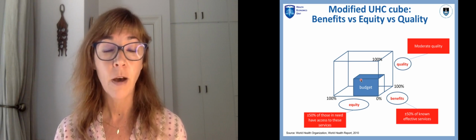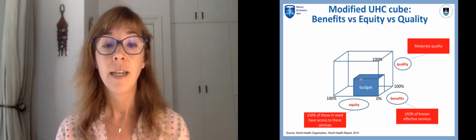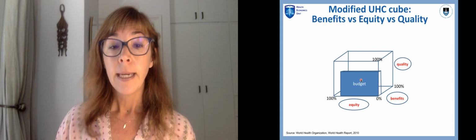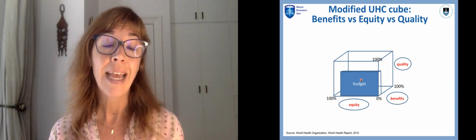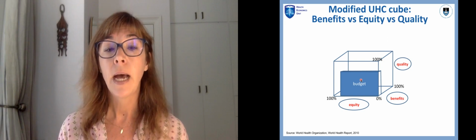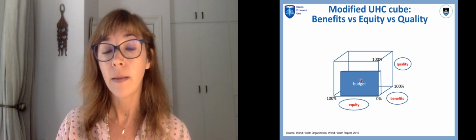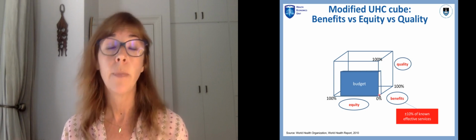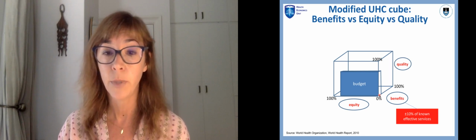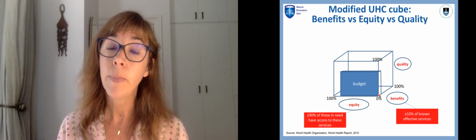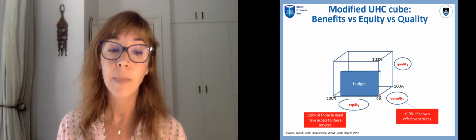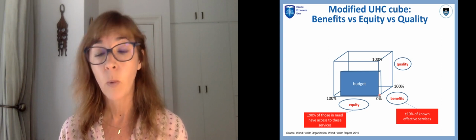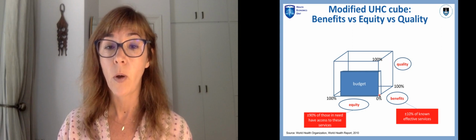But irrespective of where you are in the world, you always have a budget constraint, and choices always need to be made about how you're going to spend your money. In contrast, imagine that this is that same budget, but it's now being spent in a different way. Now the budget is covering only about 10% of known effective services, so the benefits are quite reduced in comparison to before. However, those benefits are available now to about 90% of those in need of those services. So many people would say that this is now far more equitable than the previous situation was.